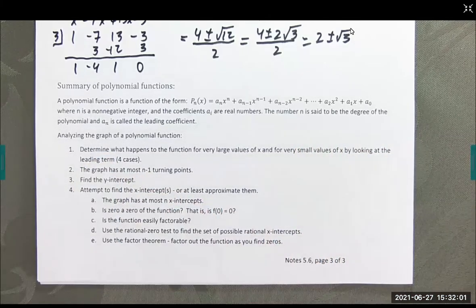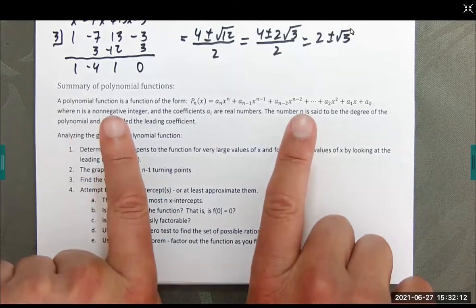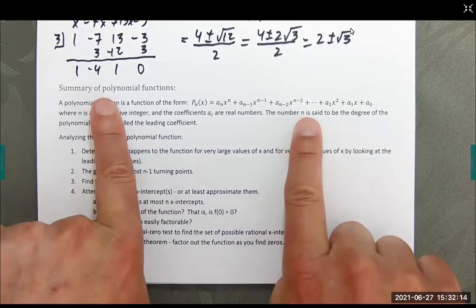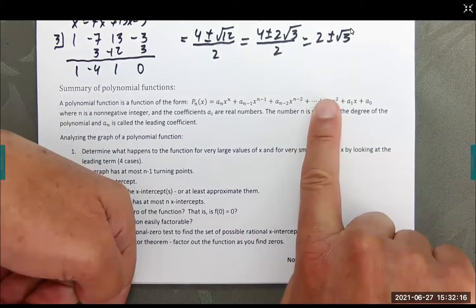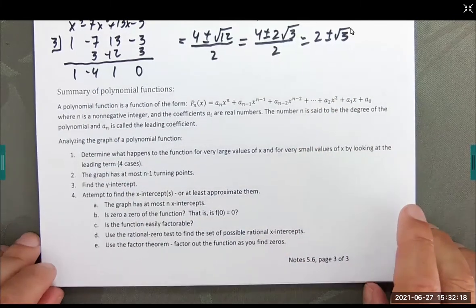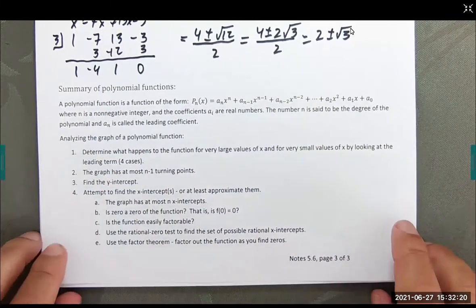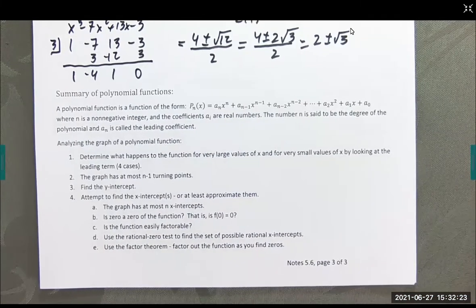And analyzing the graph of a polynomial function, determine what happens to the function for very large values of x, for very small values of x. Meaning, if you remember, one of the first lessons in chapter 5 was, does it start up and end up? Does it start down and end down? Is it odd? Is it even? Is the leading coefficient positive? There are 4 cases. You can look back in your notes. I think it's 5.1 where we start with that.